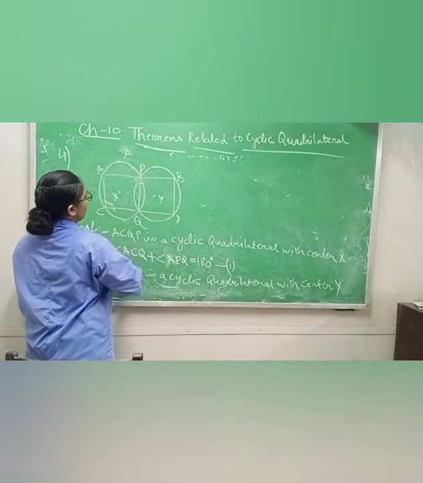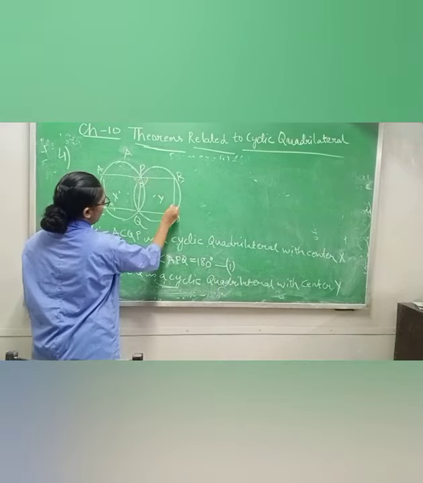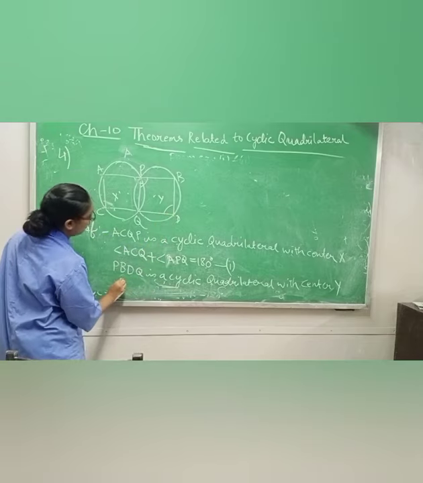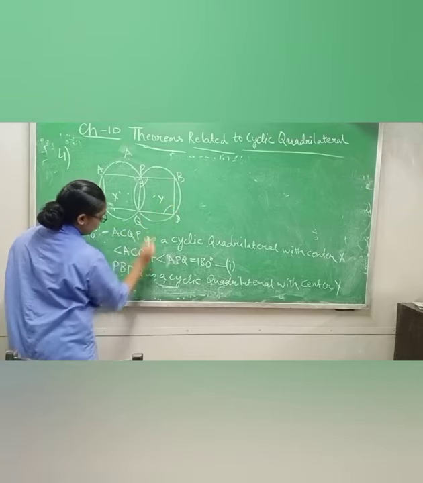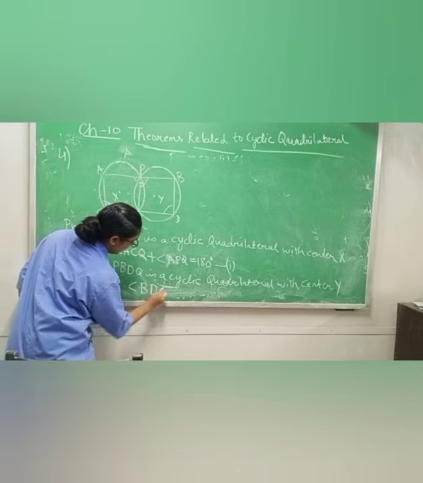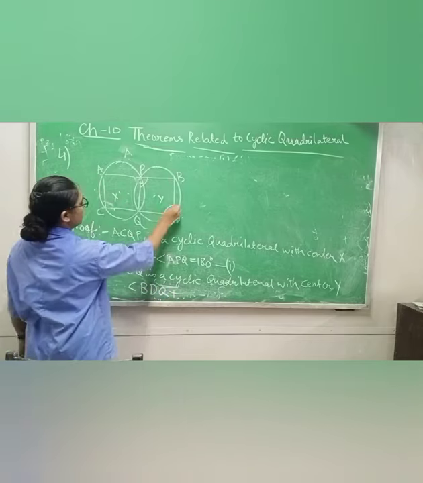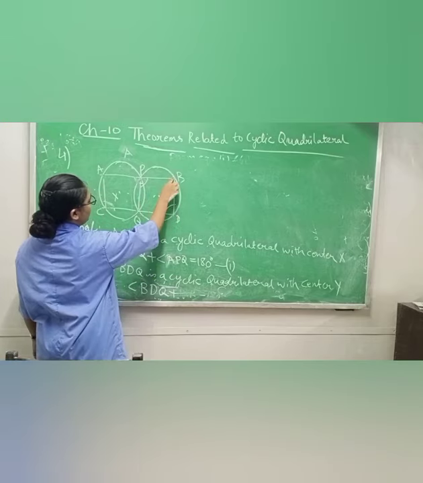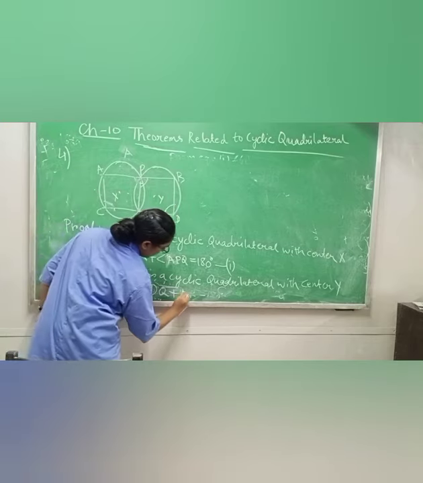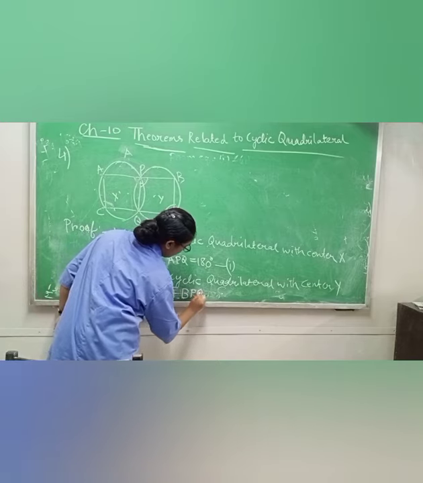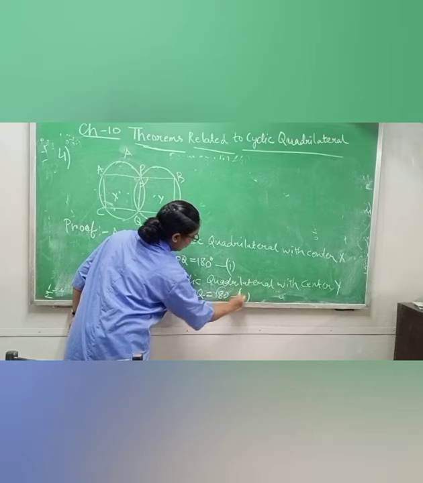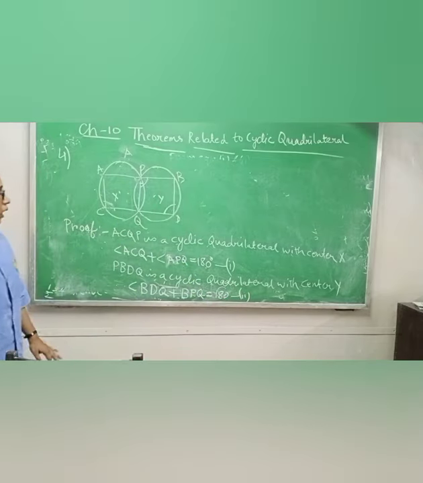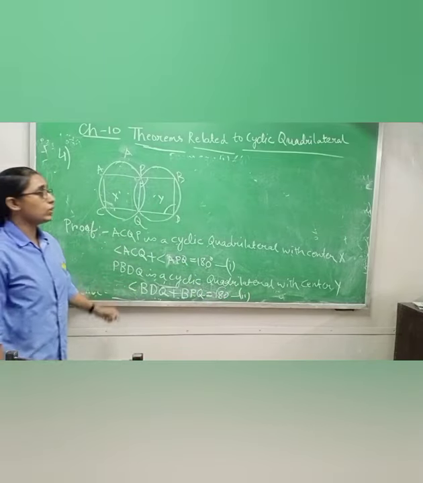Now this one is a cyclic quadrilateral. It means the sum of the opposite angles is 180 degrees. Therefore, angle BDQ plus angle BPQ equals 180 degrees. Equation 2. Okay, understood? Now I will add equation 1 with equation 2.